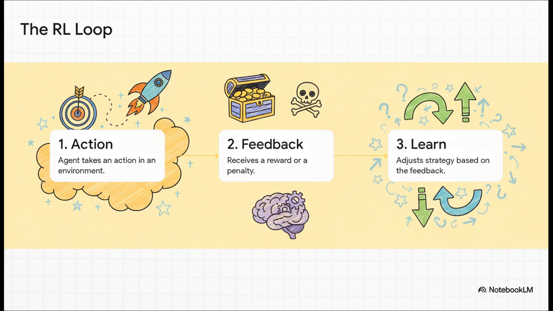Think about a robot learning to walk. It takes a step and immediately falls over. Oops, penalty. It adjusts its strategy, tries again, and this time stays up for a half second. Hey, reward. Now just imagine that process happening millions of times a second. Over and over, the agent slowly but surely builds a winning strategy based purely on that feedback.